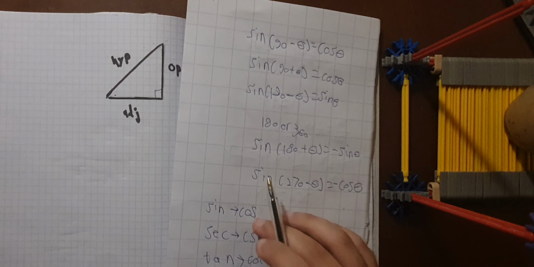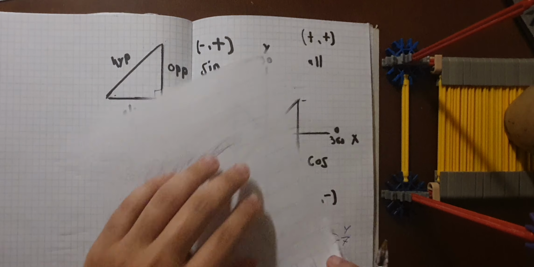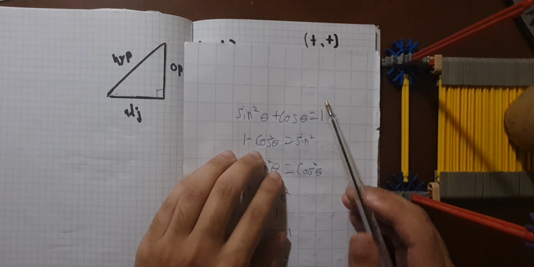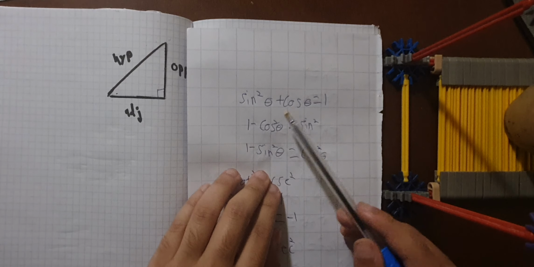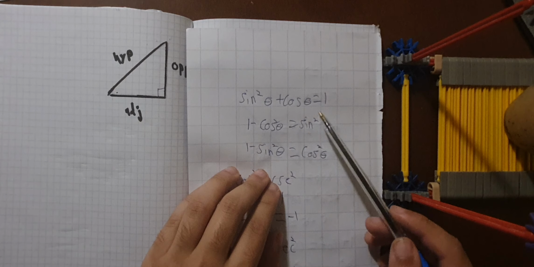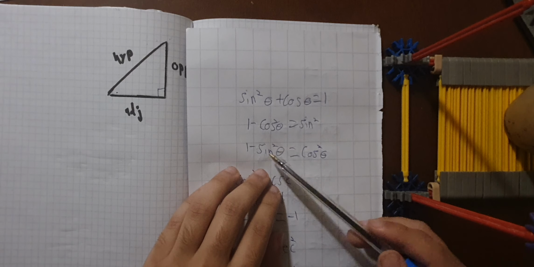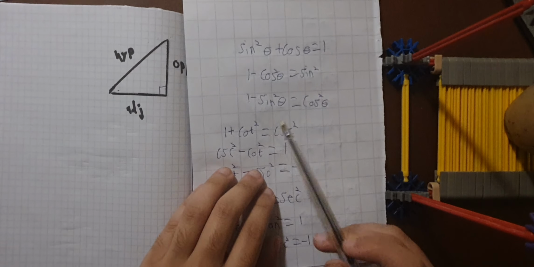Okay, now we get trigonometric identities. First off, we have sine squared theta plus cosine squared theta is equal to 1, which also means that 1 minus cosine squared theta is equal to sine squared theta, and 1 minus sine squared theta is equal to cosine squared theta. Now we go to the next identity.